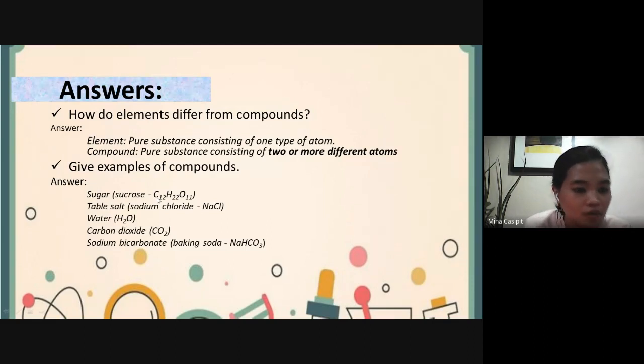We have Ria May. Bakit naging compound ito, Ria May? Yung sugar. It is composed of 12 carbon, 22 atoms of hydrogen, and 11 atoms of oxygen. That is why it is considered as compounds. Correct. How about in water naman po? Bakit naging compound po siya? Anyone?